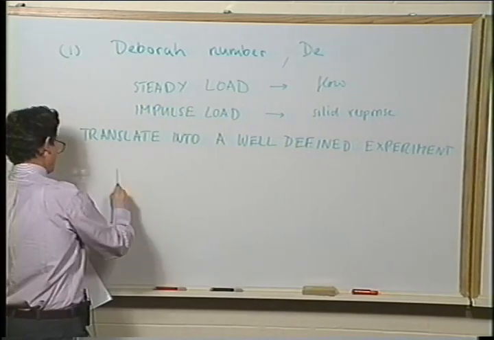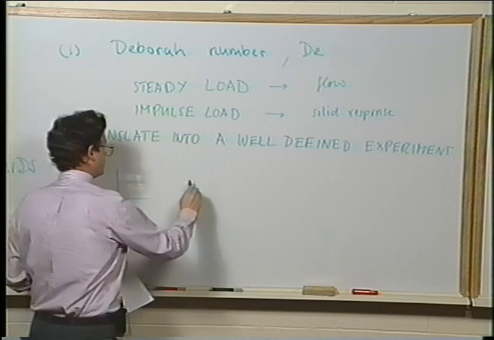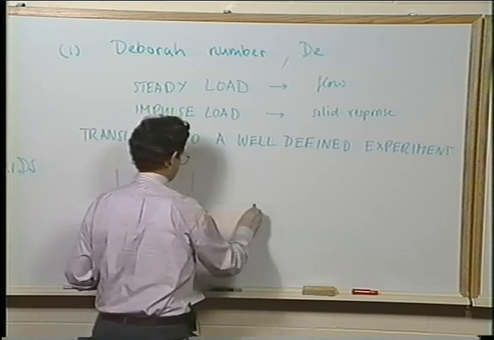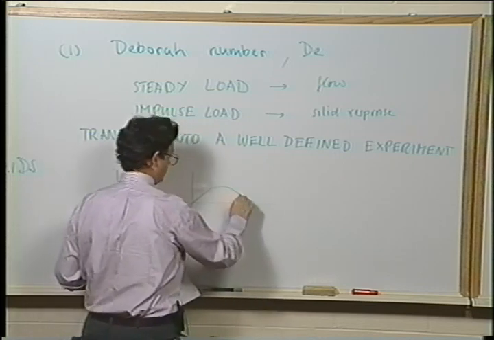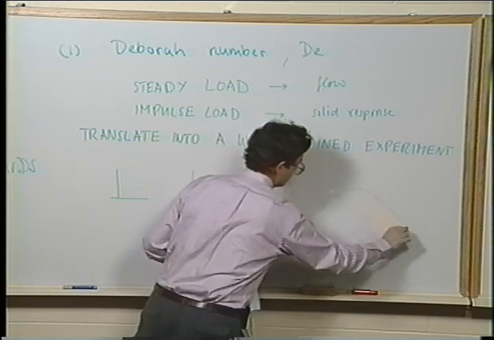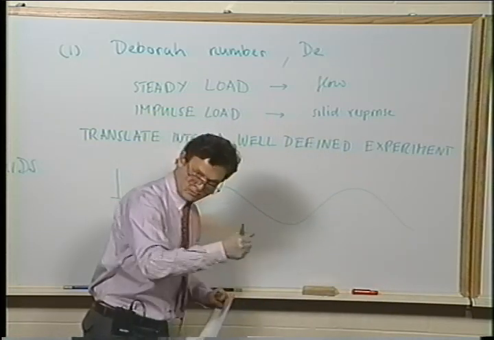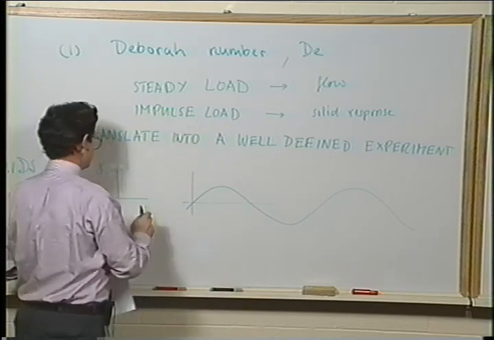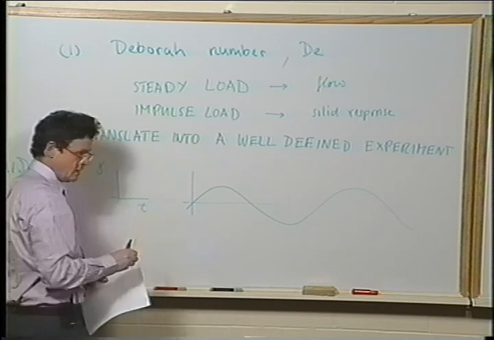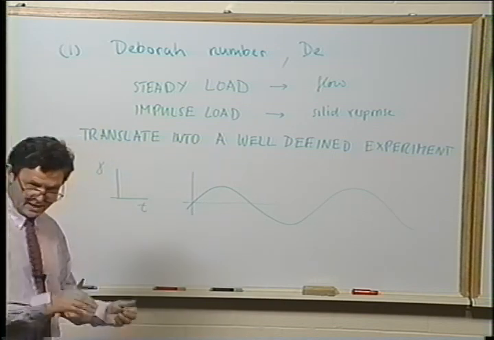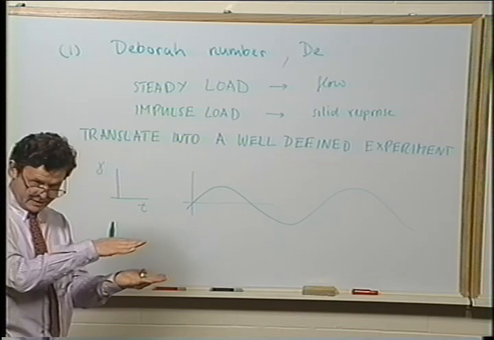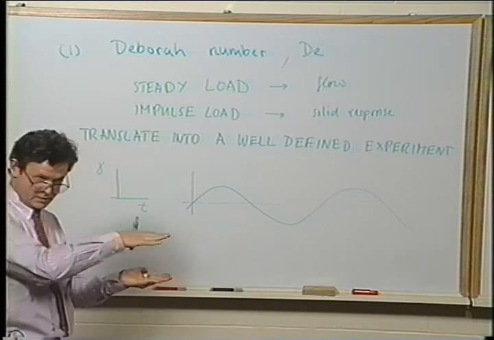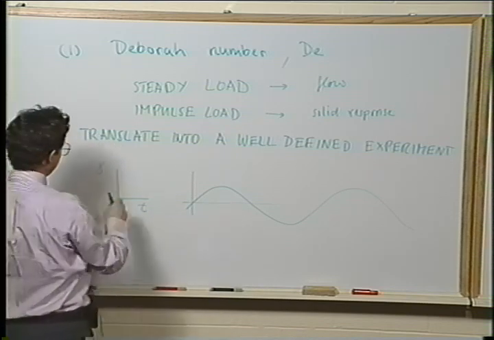And this experiment would require a periodic load. Say we would deform the material periodically with a shear strain gamma as a function of time. Remember, gamma for our little material element was given by the tangent of angle alpha. So gamma gave the deformation.